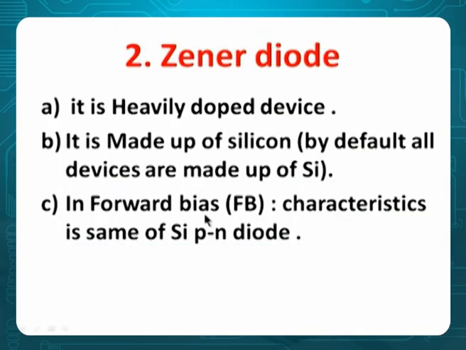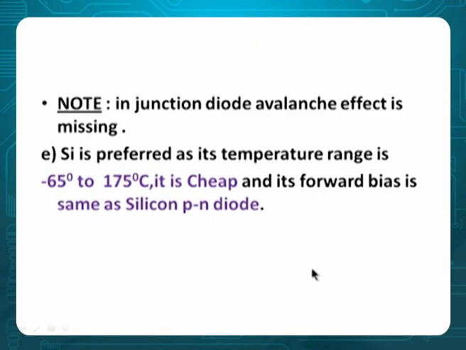That's about the first diode. Now I am taking you to the second diode, the Zener diode. It is a heavily doped device. It is made up of silicon, as in fact by default all the devices are made up of silicon. What I mean is, if it is not mentioned, it is by default taken as made up of silicon. In the forward direction it is the same as a silicon diode, but in the reverse direction it has so many effects, the temperature range is more, and it is cheaper.